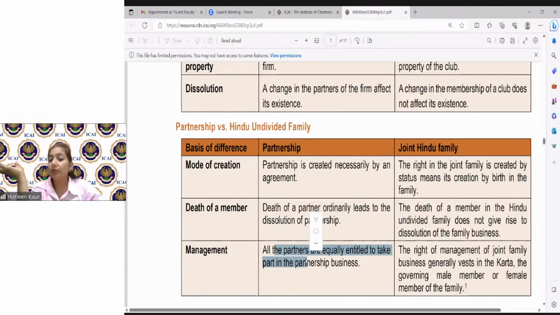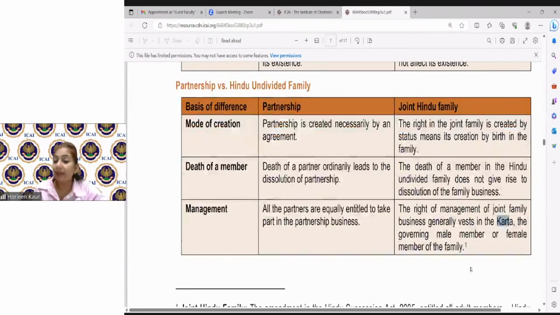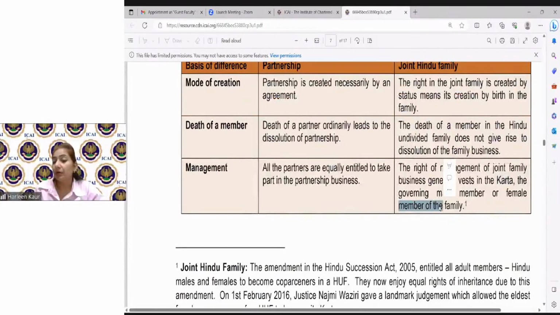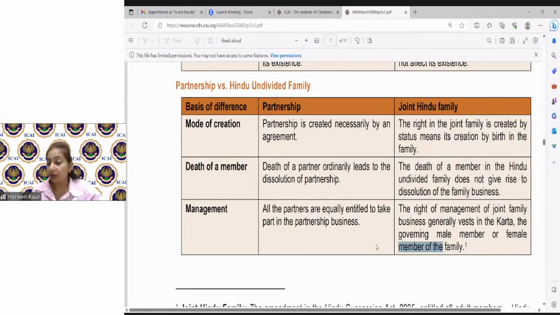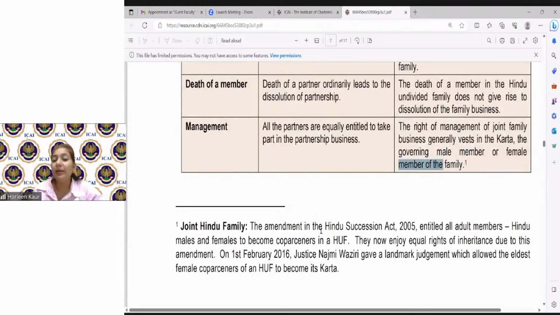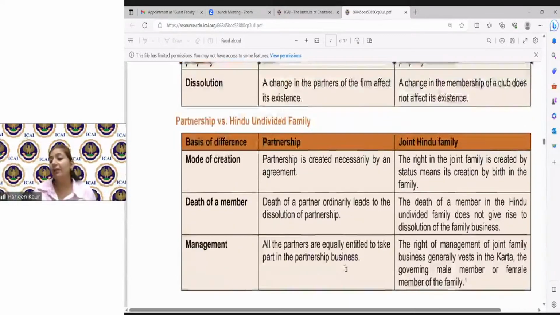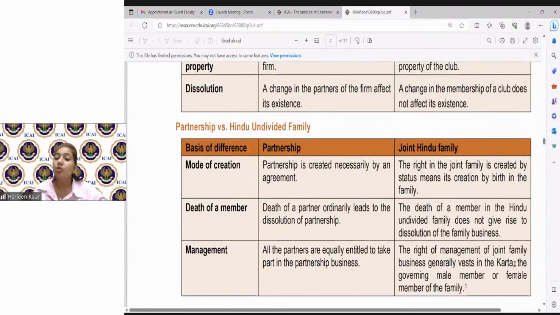But in a joint Hindu family, what happens? Here, the rights lie with the karta. Karta is the male member of the family. Now, male or female member. Even the females are given equal importance in HUF. You can read the amendment made in the Hindu Succession Act. It says all adult members, whether males or females, can become the co-partners. Equal right of inheritance is given to everyone. So earlier it was just a governing male member of the family. It can be male or female, any one member. So whosoever is the karta, karta means the leader of the joint Hindu family, he only has the right to participate in the entire management of the business.